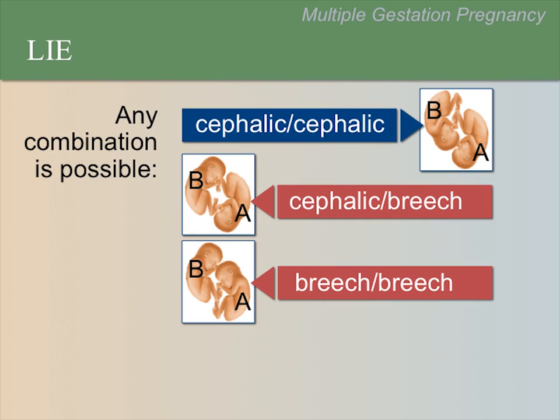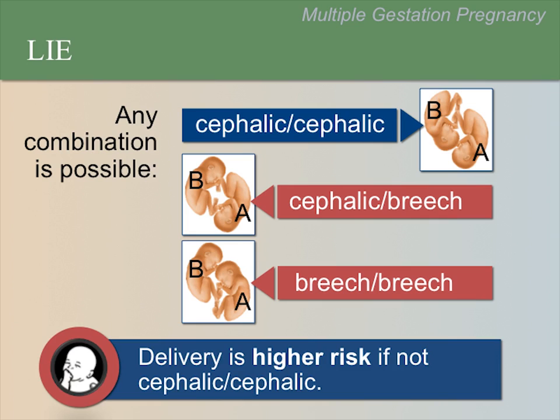Here we have labeled twin A and twin B in the illustrations. It is useful to have a system for naming the twins when performing ultrasound because certain ultrasound features or abnormalities might only refer to one specific twin. Any fetal presentation other than cephalic-cephalic is at higher risk at delivery. One or both twins can become obstructed or stuck.